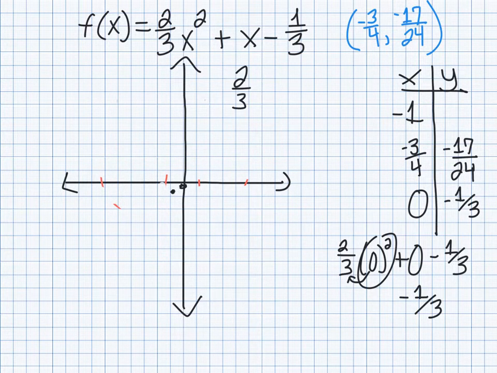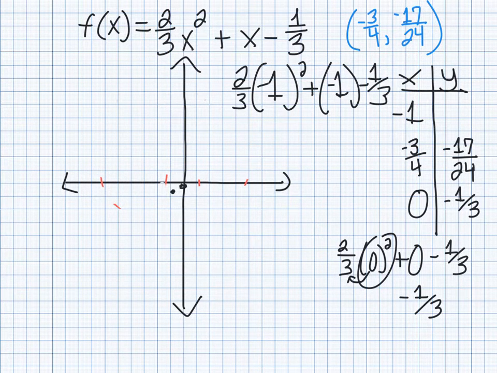Alright, so negative 2/3. I'm going to plug in negative 1. I'm going to square it. I'm going to add negative 1 minus 1/3. Alright, so negative 1 squared gives me 1. 1 times 2/3 gives me 2/3. So now I have 2/3 plus negative 1 minus 1/3, which is really just adding the opposite, so I'm just going to change it to plus negative 1/3. I like to deal with my terms like that.